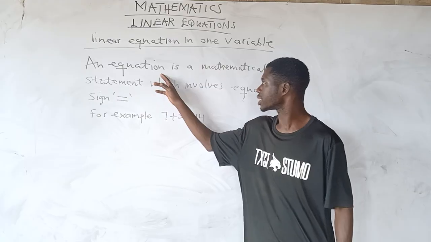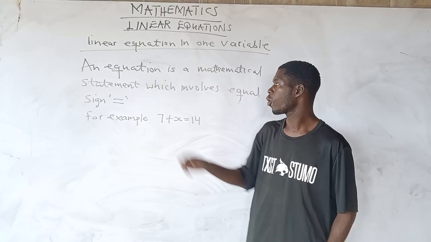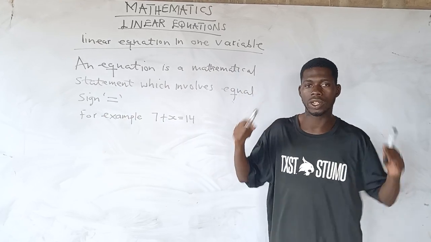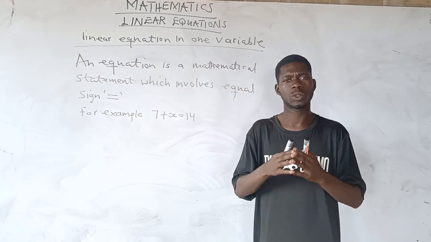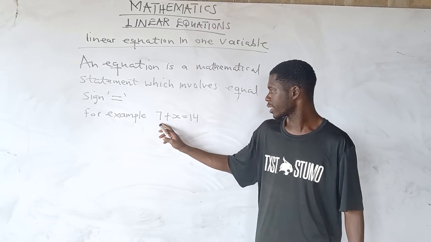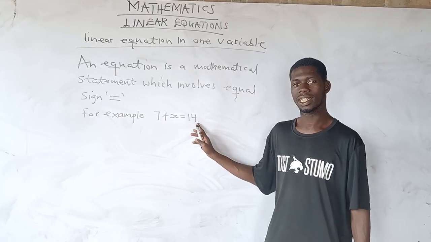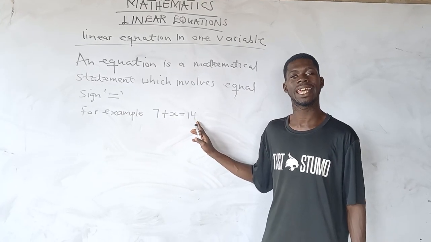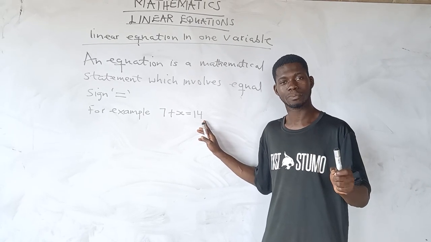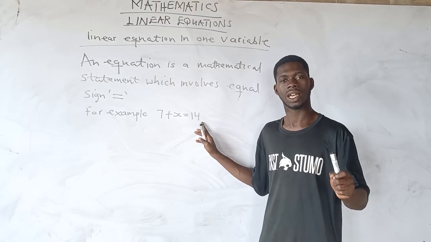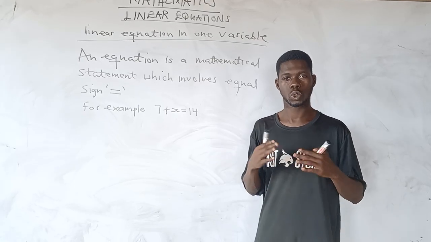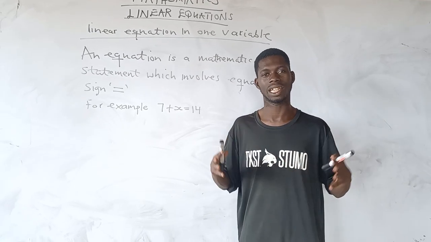An equation is a mathematical statement which involves an equal sign. You can see the example here: 7 plus x is equal to 14. This is an equation because it contains an equal sign. Any mathematical statement which contains an equal sign is an equation, so you have to solve for it.